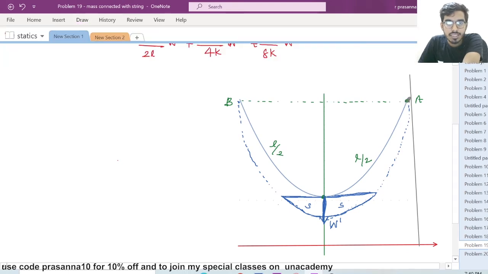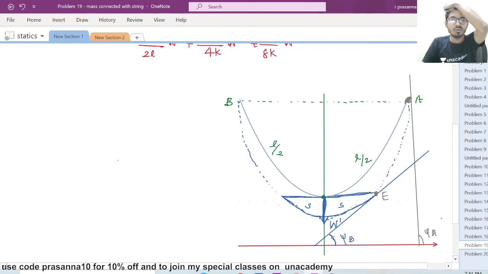So this point is A, right? I'm making a tangent at A. Let this angle be psi A, and there will be another tangent at this point. Let us call this point E. So we will have one more tangent at E. Let this angle be psi B. It can be alpha beta also, but we don't need the angle to find the answer for this, right?